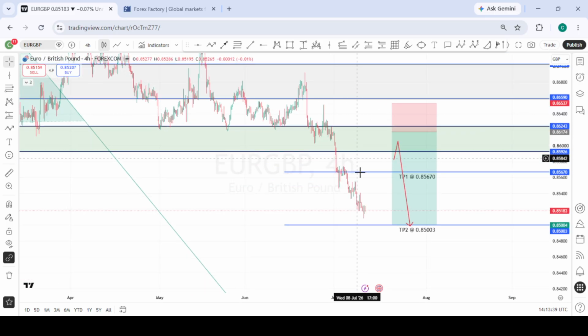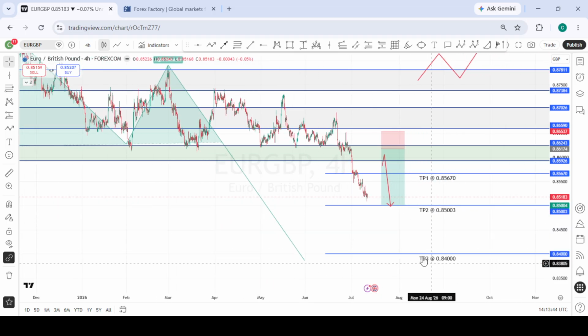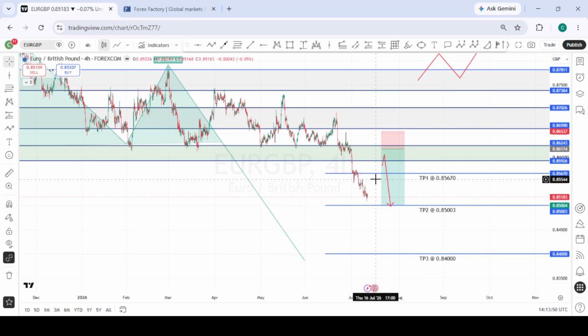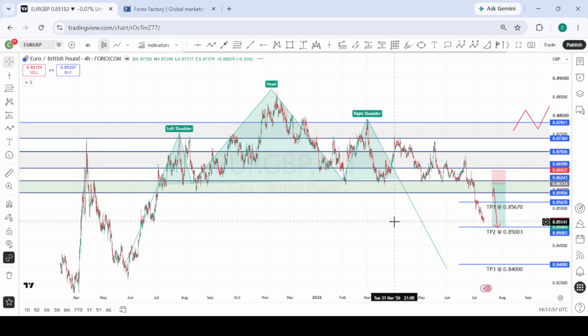So we missed out on this nice move to the downside, and price may likely head all the way to the TP3 as well. But before it gets here, if we're able to get selling opportunities along the way, we'll look for those selling opportunities and then take ourselves to the target we have here. This is a very nice head and shoulders formation that is playing out currently.